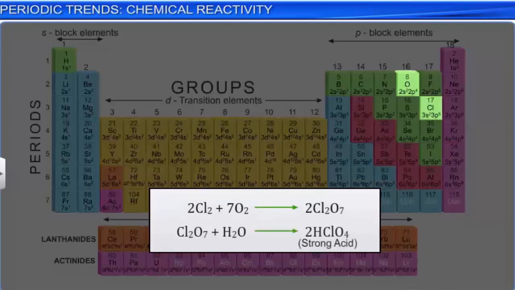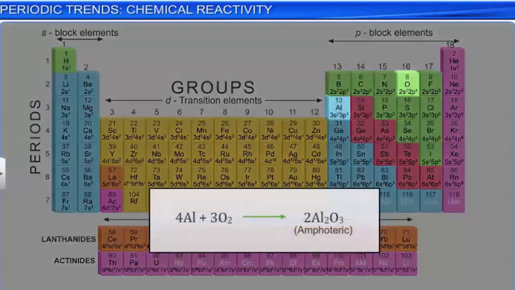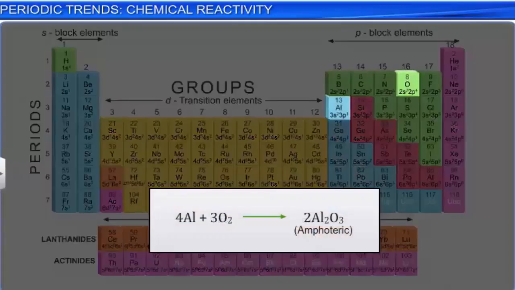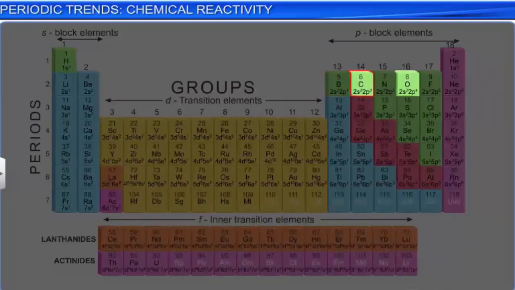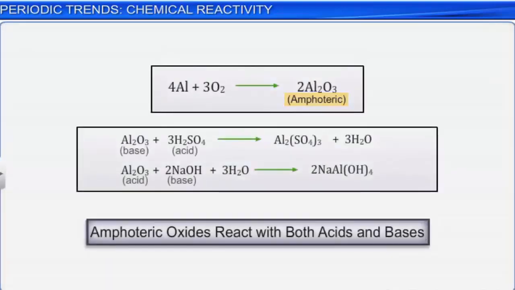Oxides formed by elements in the center are either amphoteric, like aluminium oxide, or neutral, like carbon monoxide. Amphoteric oxides can behave both as acids and as bases, depending upon whether they react with a strong base or a strong acid.